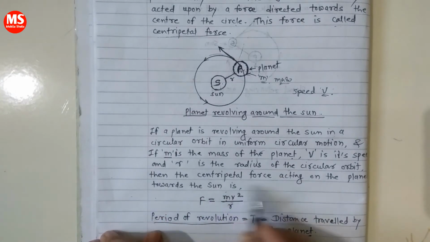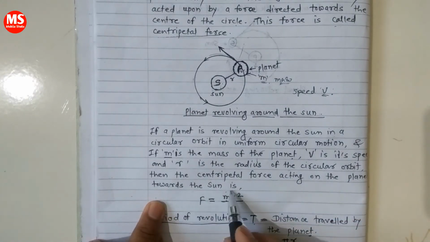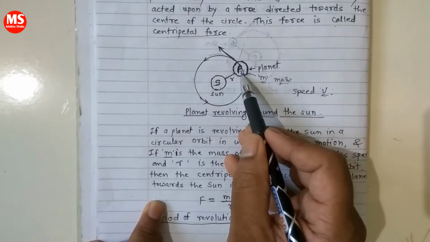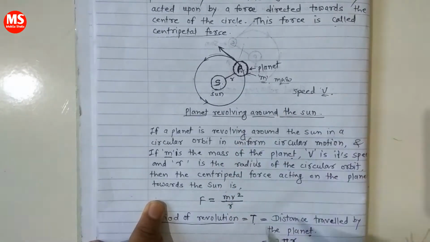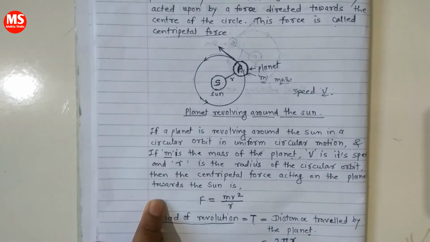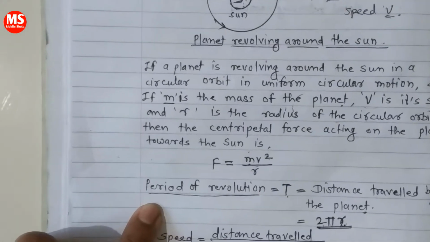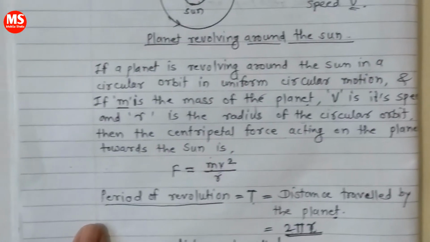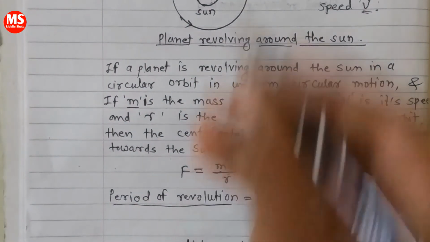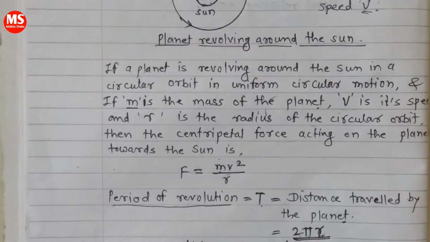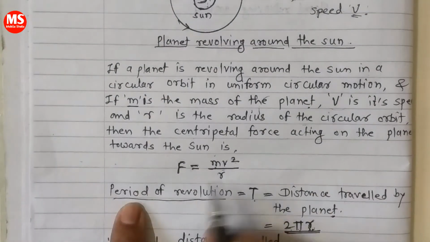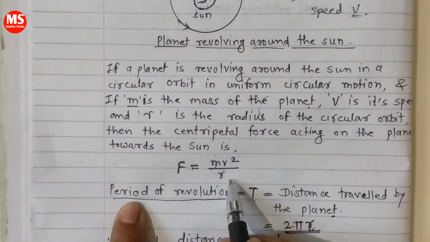Okay, then the centripetal force acting on the planet towards the sun. What is the magnitude of the centripetal force between the sun and the planet? Okay, so F is equal to mv square upon r.